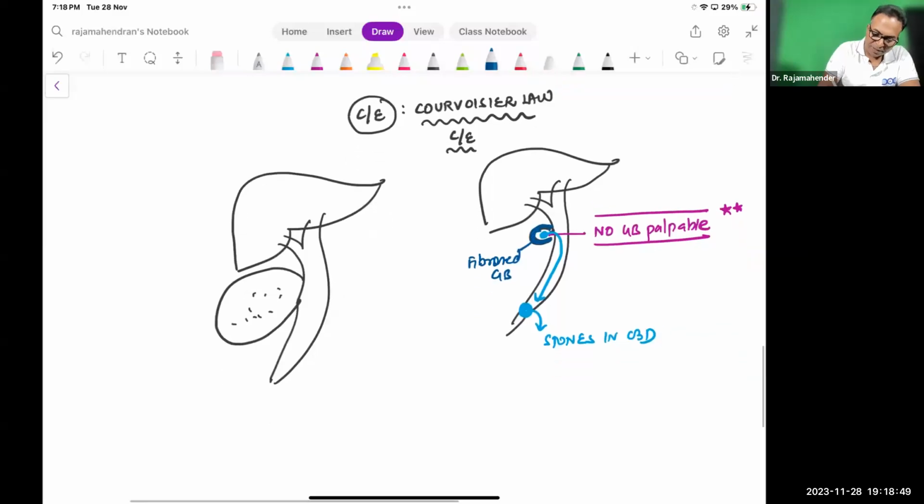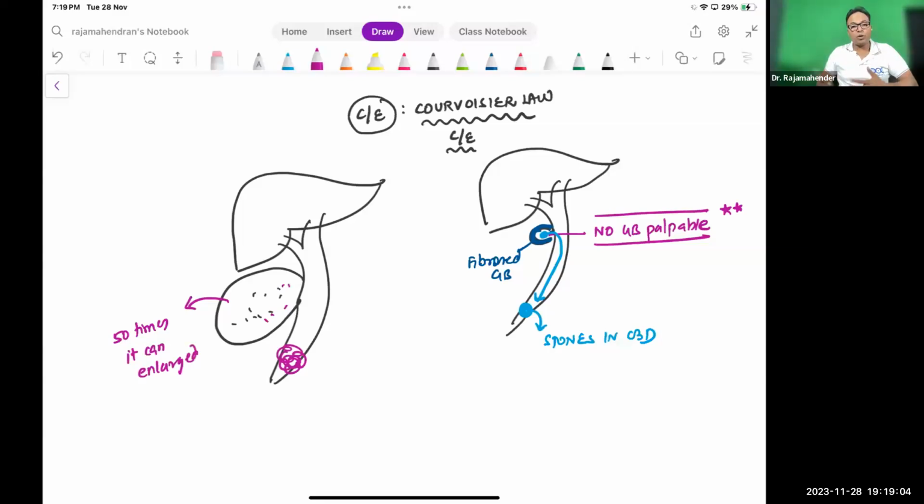Whereas if it is a cancer in the distal bile duct, immediately the gallbladder can enlarge up to 50 times. 50 times it can enlarge, 50 times it can concentrate. Please don't forget. It can enlarge even up to the right iliac fossa. It is one of the important differential diagnoses of right iliac fossa mass. Because it's a normal gallbladder, it has a good elastic wall, so it enlarges and accumulates the bile.